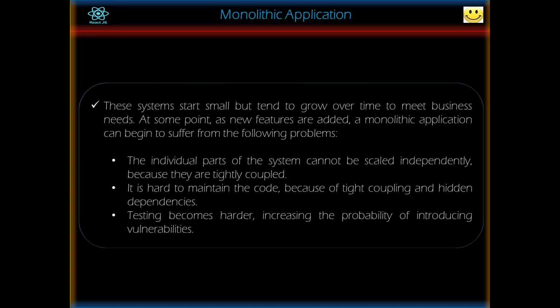These monolithic applications start small but tend to grow over time to meet the business needs. At some point, as new features are added, a monolithic application can begin to suffer from the following problems. The individual parts of the system cannot be scaled independently because they are all tightly coupled. It is hard to maintain the code because of tight coupling and hidden dependencies. Testing becomes harder, increasing the probability of introducing vulnerabilities.